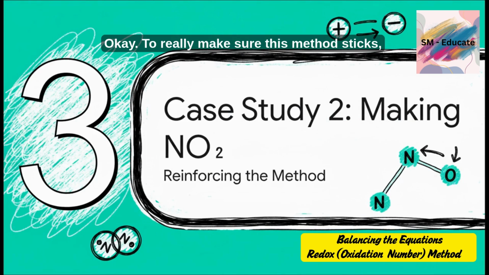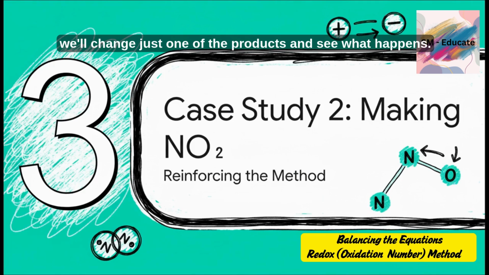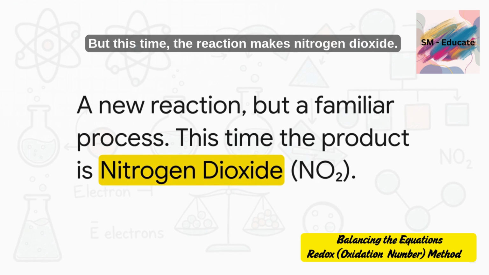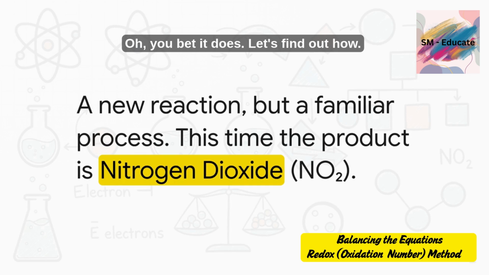Fantastic. Okay, to really make sure this method sticks, let's run through one more example. We're going to use the exact same starting materials, but we'll change just one of the products and see what happens. Here's our new puzzle. It looks almost identical, right? But this time, the reaction makes nitrogen dioxide. That's NO2. Does that one extra oxygen atom really make a difference? Oh, you bet it does.